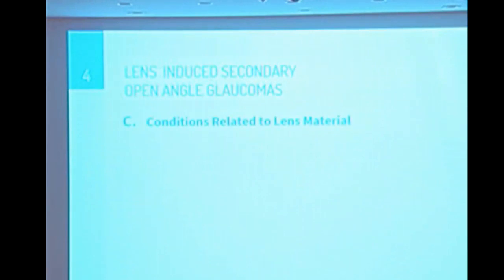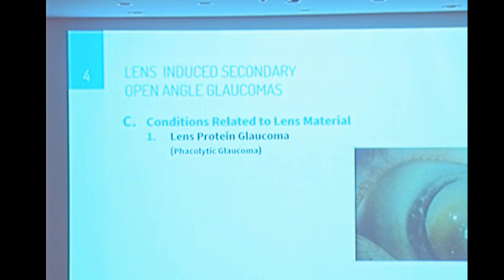Then the conditions related to the lens material are always of open angle type. So either due to lens protein glaucoma, which in the past they called phacolytic glaucoma, pointing to the macrophagic response engulfing the lens protein. However, as you will see later, the mechanism is not due to swollen macrophages, but due to high molecular weight lens proteins that leaked through micro holes in the capsule.